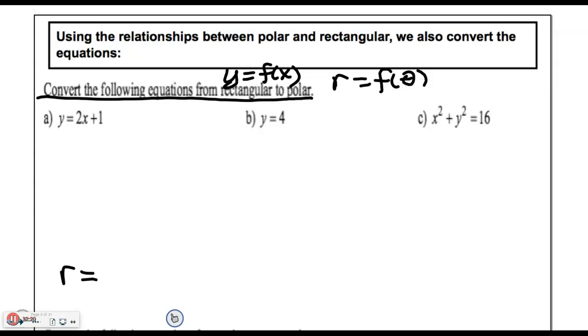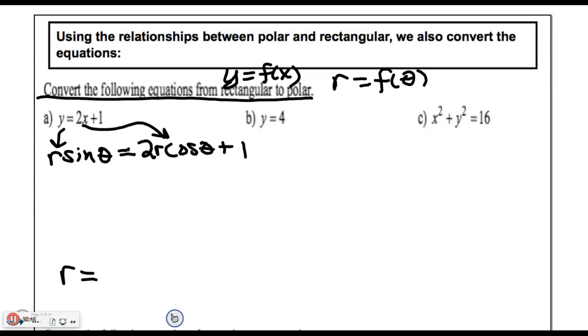So what I need to do, sometimes there's a couple ways to do these, but I'm just going to start. I'm going to get y out of rectangular. What did we say y was equal to? R times what? Sine of theta. Okay. What did we say x was equal to? What did we say x is equal to, guys? R cosine theta, thank you.